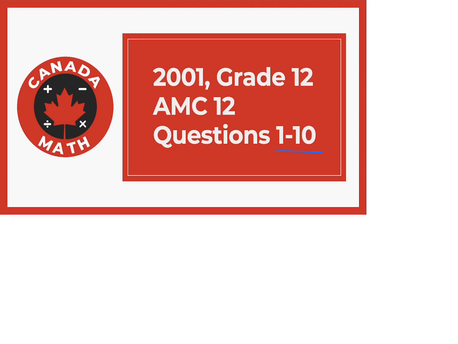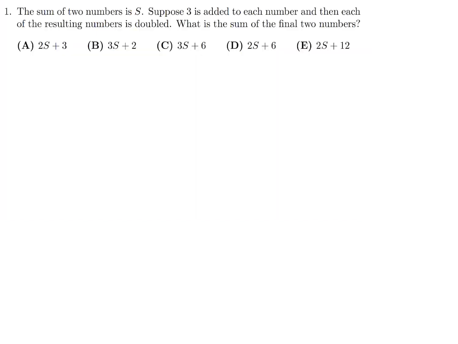Questions 1 through 10 on the 2001 grade 12 AMC 12. The sum of two numbers is S. Suppose 3 is added to each number, and then each of the resulting numbers is doubled. What is the sum of the final two numbers?